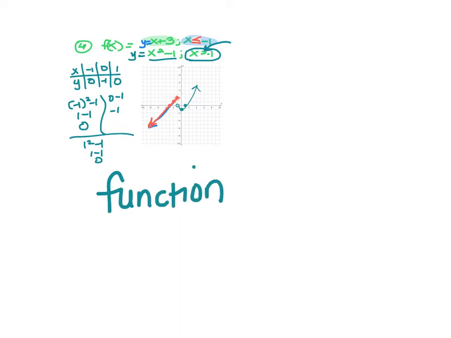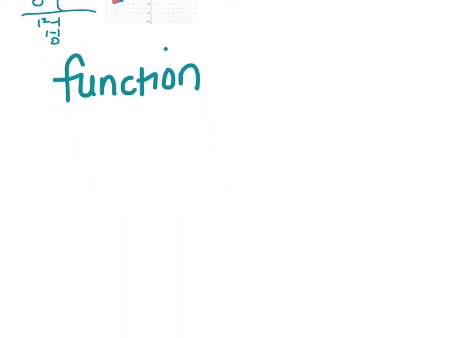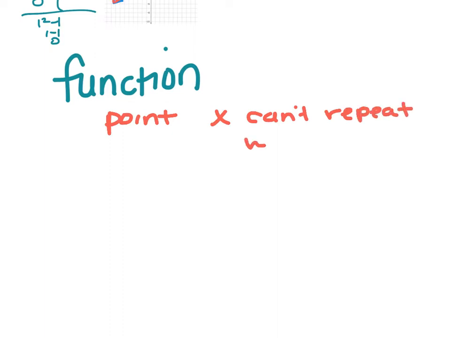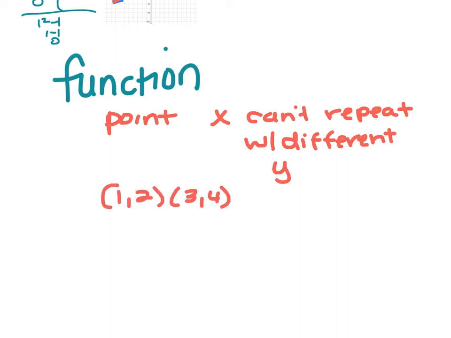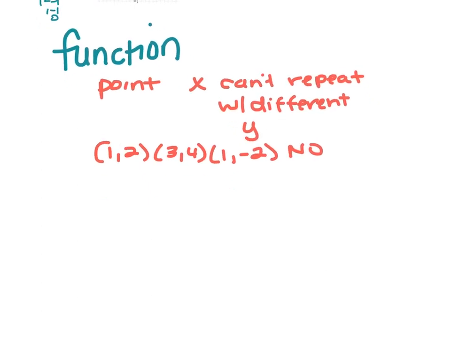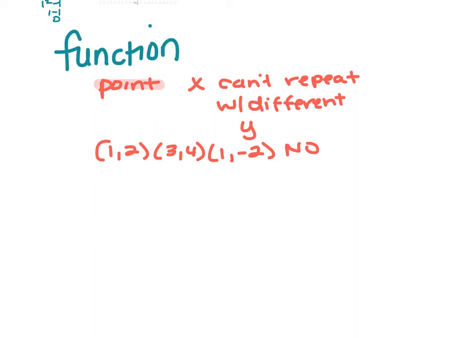One is by points. For points, x can't repeat with a different y. So something like (1, 2), (3, 4), (1, -2) would be a no for a function. The second way is by equation.